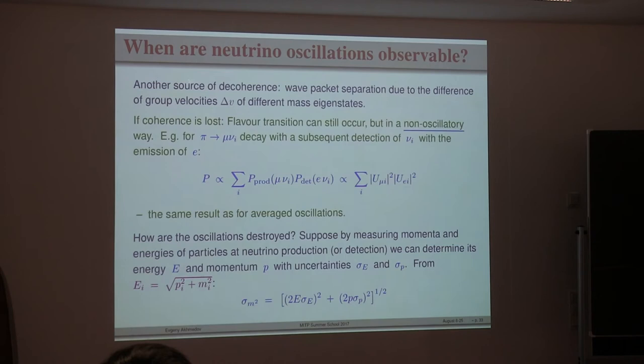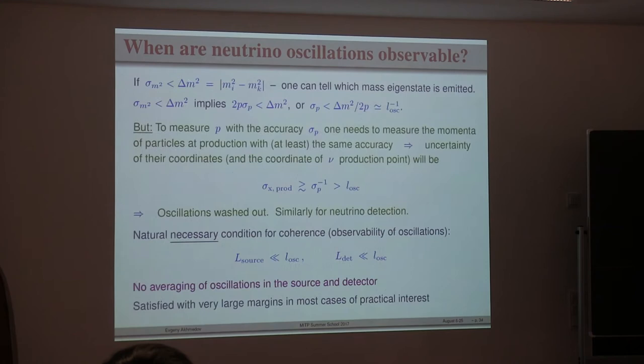Now, assume we want to consider the situation in which we destroy coherence at neutrino production. This means that this is a small quantity. Sigma m squared should be smaller than delta m squared. This in particular means that each of these three terms is also smaller than delta m squared. Now, sigma m squared smaller than delta m squared in particular means that 2p sigma p is smaller than delta m squared. Okay. Now, sigma p from this formula is smaller than delta m squared over 2p.